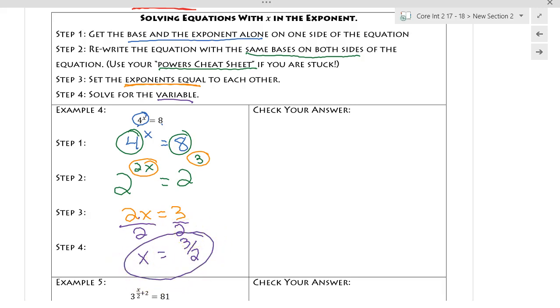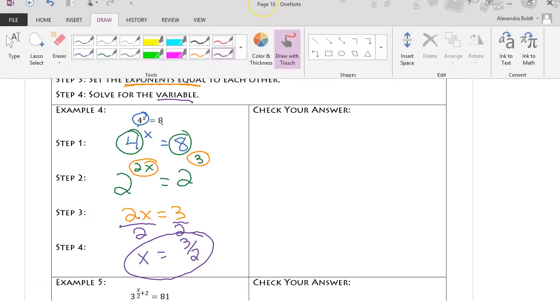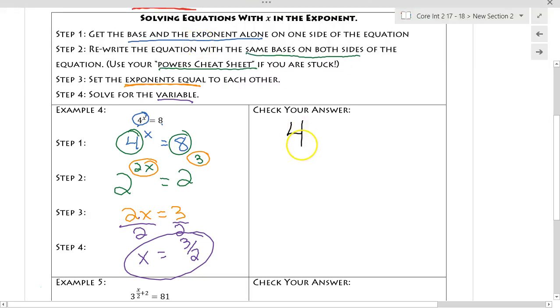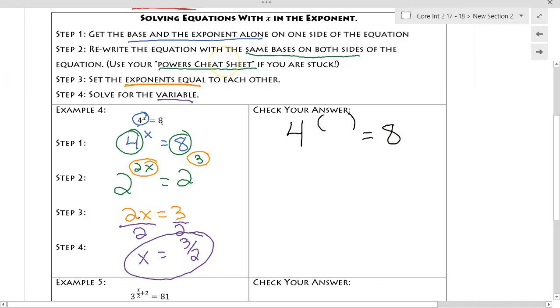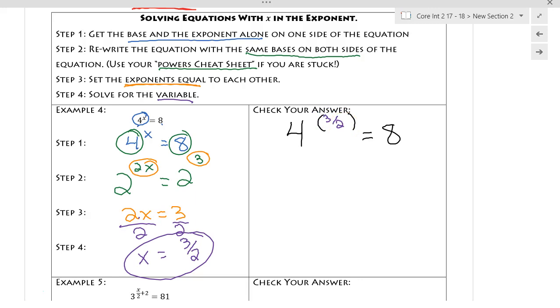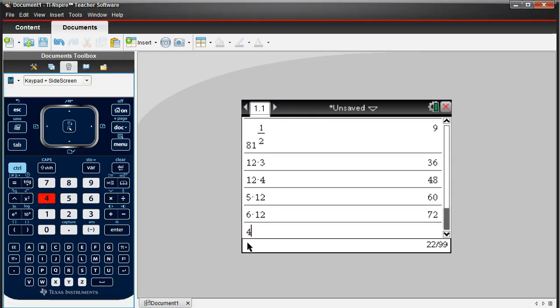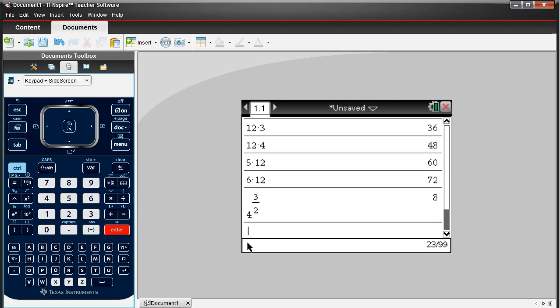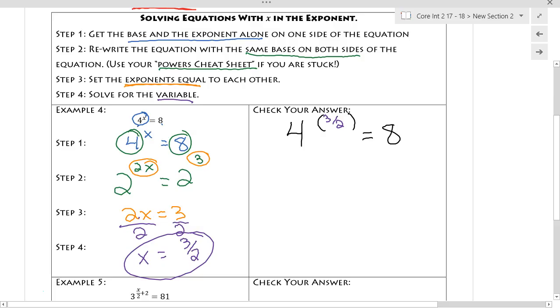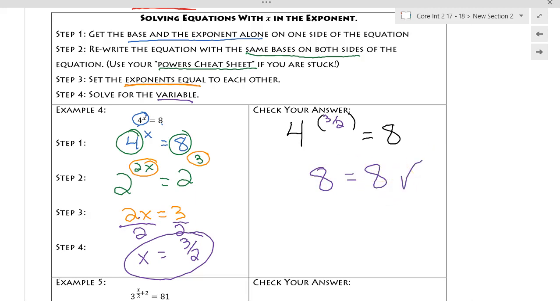Okay. Let's check our answer. Remember, to check our answer, we simply take our original problem, but instead of x, we just put parentheses. And in that parentheses, I'm going to put what I got. 4 to the 3 halves. In my calculator, I can write 4, remember, this is your exponent button, 3 divided by 2. I get 8. Oh, that does look like it works out. I get 8 equals 8. Okay? So my answer here is x equals 3 halves.